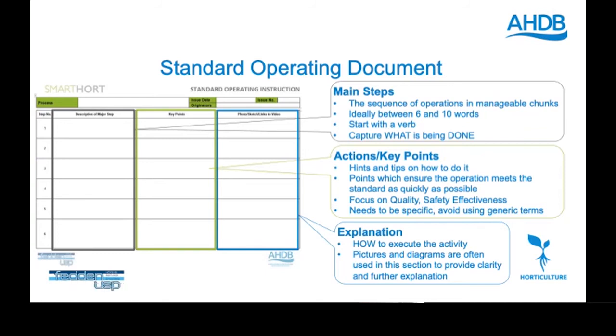You've got people that can pick up on images a lot easier than they can pick up on text. So make sure that you've got loads of pictures in your standard operation document. Again, people can refer to the document and very quickly pick up what's involved in doing a particular activity. So that's a standard operation document where you're capturing the improvements.